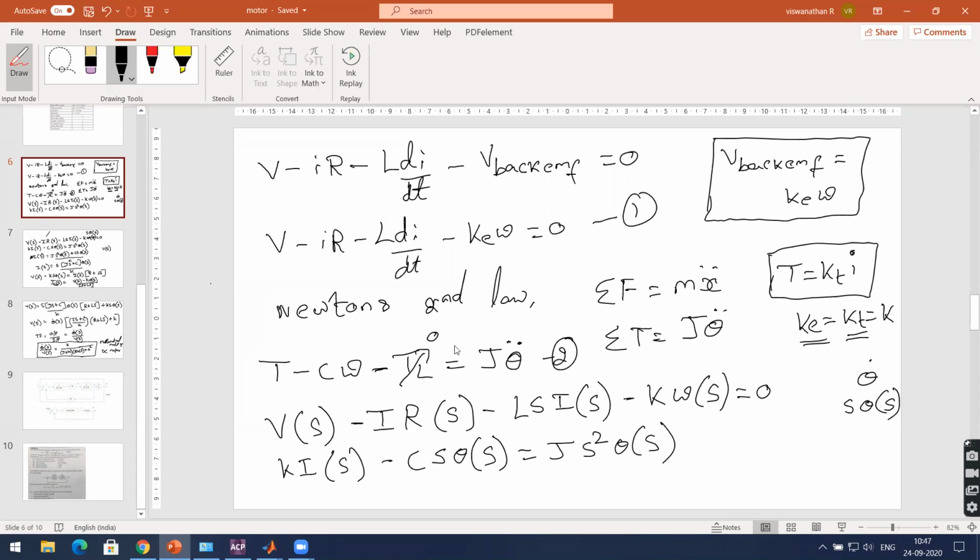So here you see torque minus C omega is equal to J theta double dot. Okay, so what do you get? Torque minus J theta double dot is equal to C omega, sir.